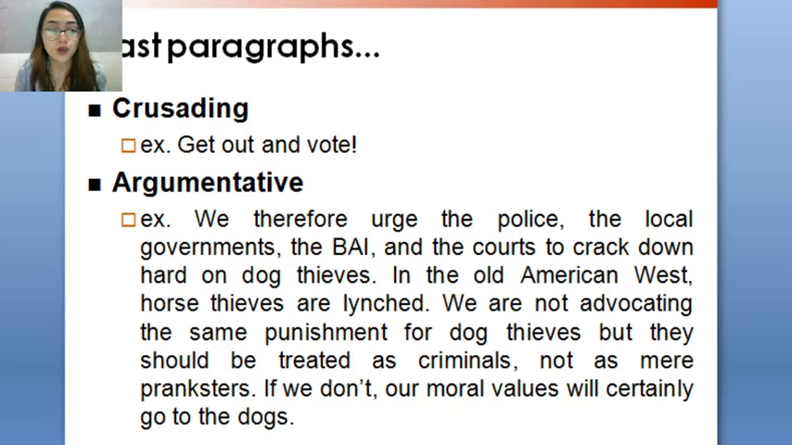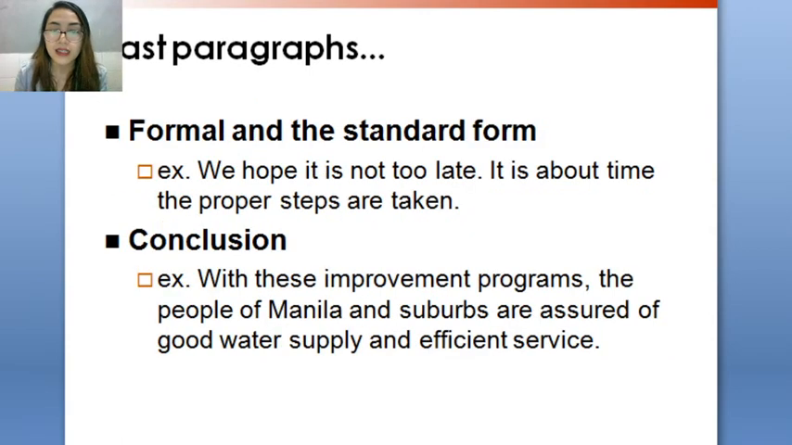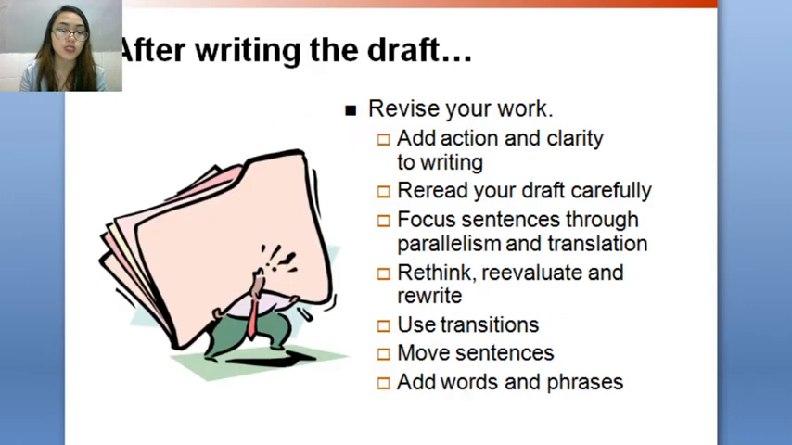All we have to do is to have the courage and be brave enough to really fight for what is right. And formal and stranded form, we hope it is not too late. It is about time the proper steps are taken. Conclusion, with these improvement programs, the people of Manila and suburbs are assured of good water supply and efficient service.